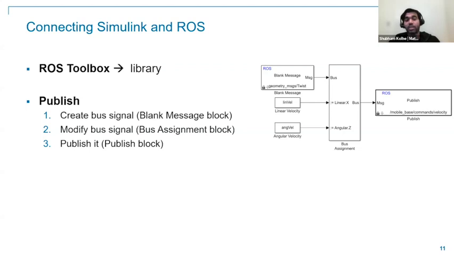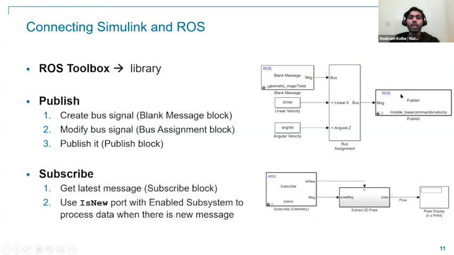Then we took a look at how we can create publishers in Simulink. For that, you need 3 blocks: a blank message block, a bus assignment block, and a publish block. So what you do is modify the bus assignment signal and feed it to the publisher block. We also took a look at how we can subscribe to the topic. Just import the ROS1 subscriber block from your ROS library and connect it to an enabled subsystem, and connect the new port to the enable subsystem.